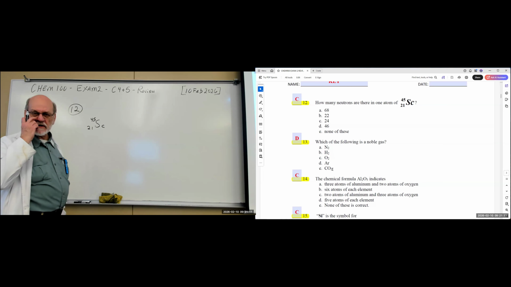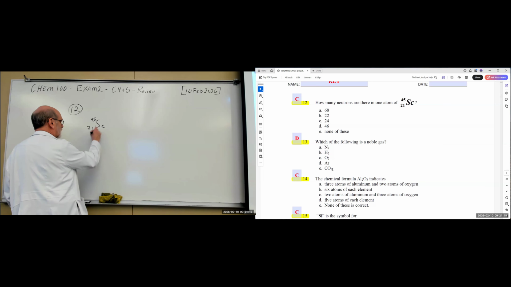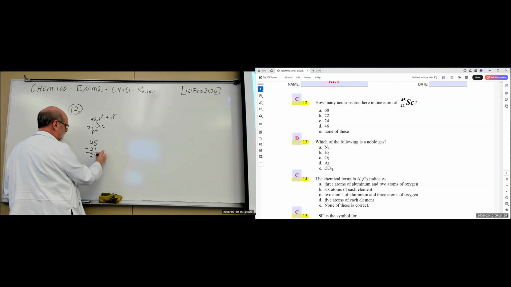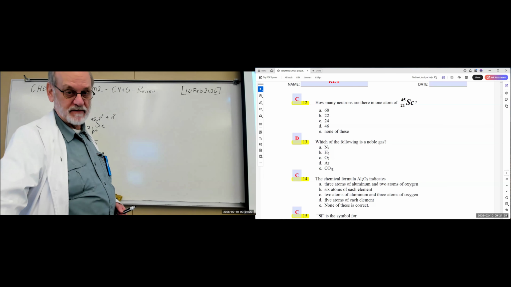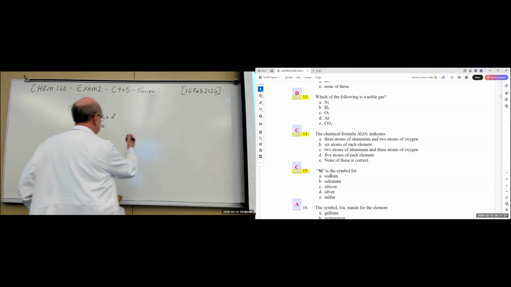All right. The question is, how many neutrons? If this is the number of protons, and this is protons plus neutrons, then all we have to do is subtract the number of protons. 24 neutrons. Okay? Very simple. Number 13.